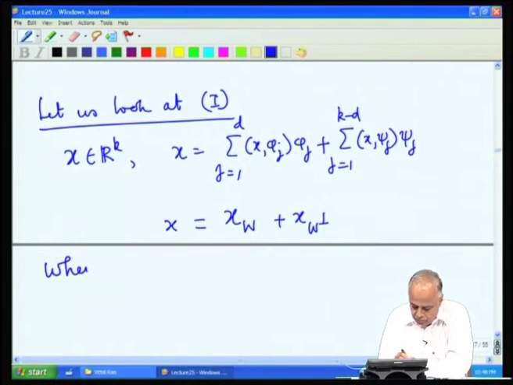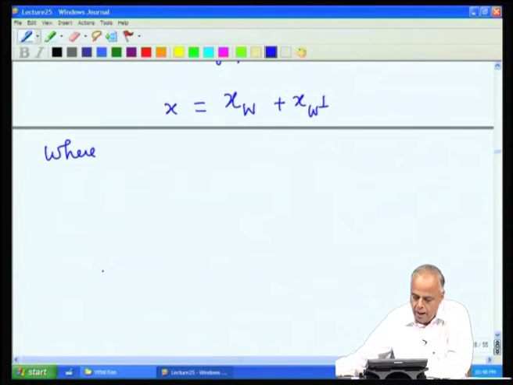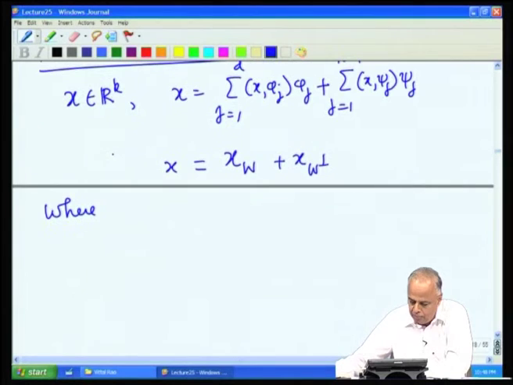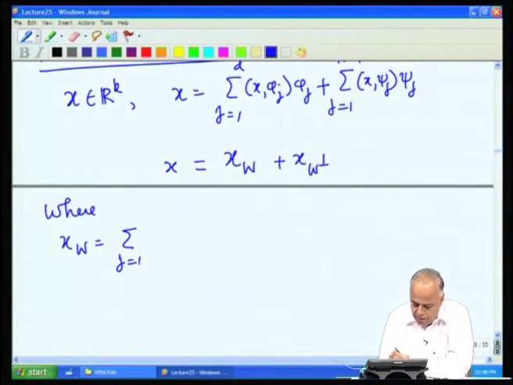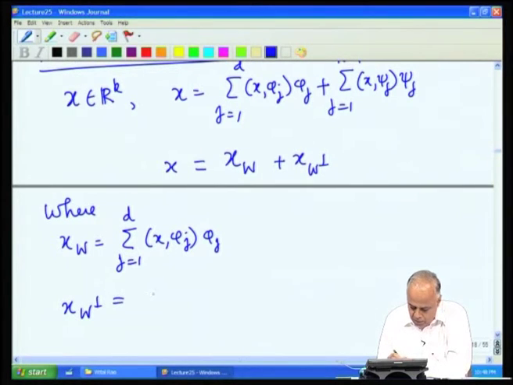where x W is that first sum, x W is equal to summation j equal to 1 to d of x dot phi j times phi j, and x W perp is summation j equal to 1 to k minus d of x dot psi j times psi j.